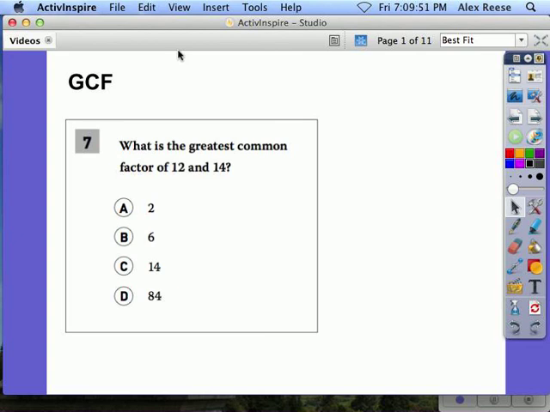All right, let's remind ourselves how we do GCF questions, or greatest common factor. This first question asks, what is the greatest common factor of 12 and 14?